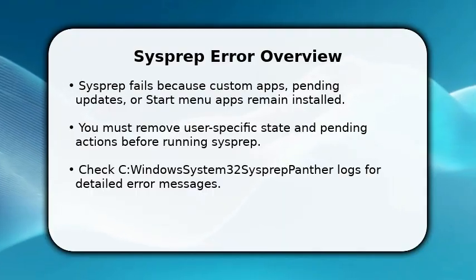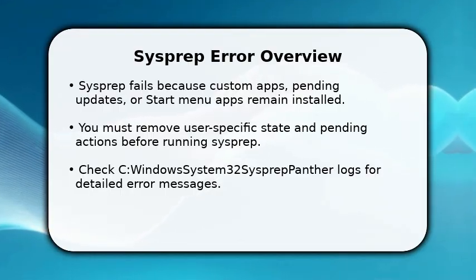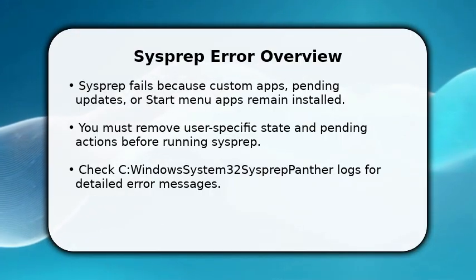Sysprep can fail on Windows 10 for several common configuration reasons. Custom modern apps and leftover provisioning packages often block generalize. Pending Windows updates or deferred restarts can prevent Sysprep from completing. User profiles and start menu customizations sometimes leave persistent state behind. Unattend.xml errors or illegal OEM entries also stop Sysprep from running.